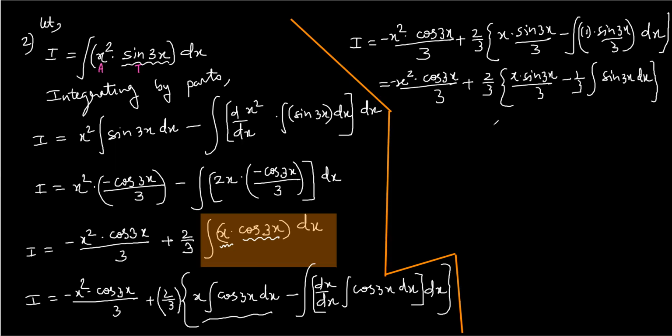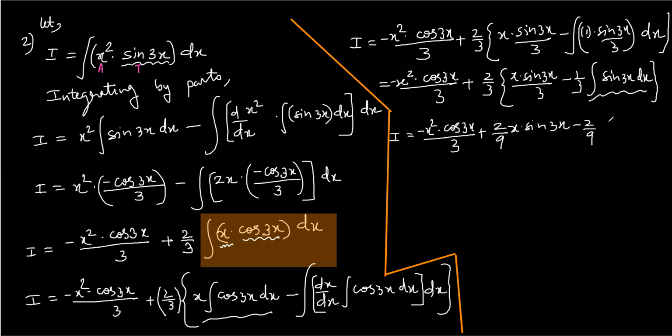Now this 2 by 3 multiplies inside. So I equals negative x square cos 3x upon 3 plus 2 upon 9 x into sine 3x minus 2 upon 9. It multiplies both the terms. So minus 2 upon 9, and here I have integral sine 3x dx, that is minus cos 3x divided by 3.